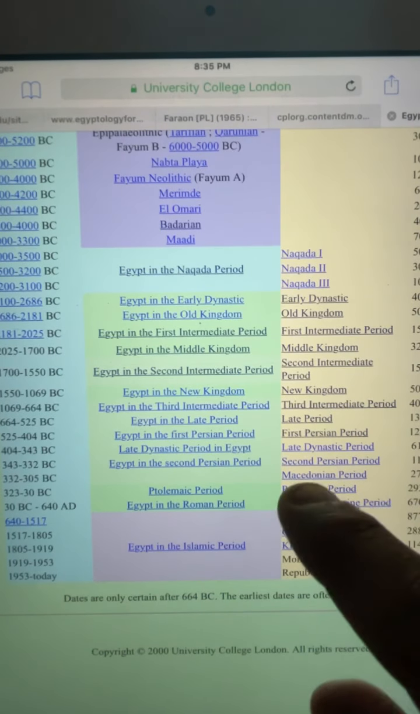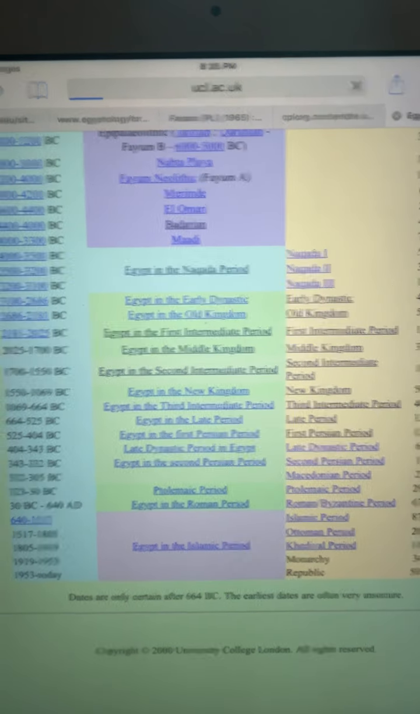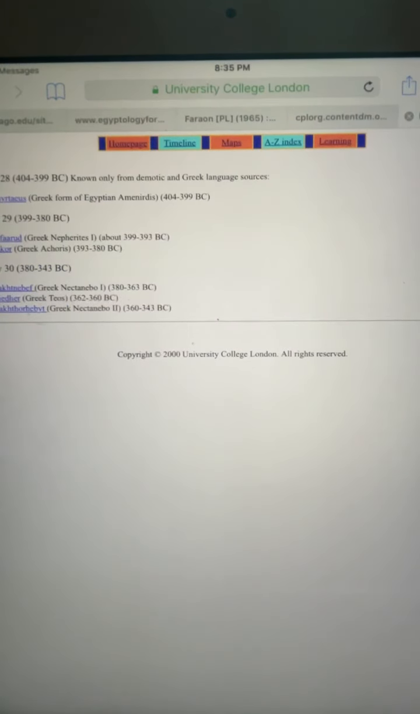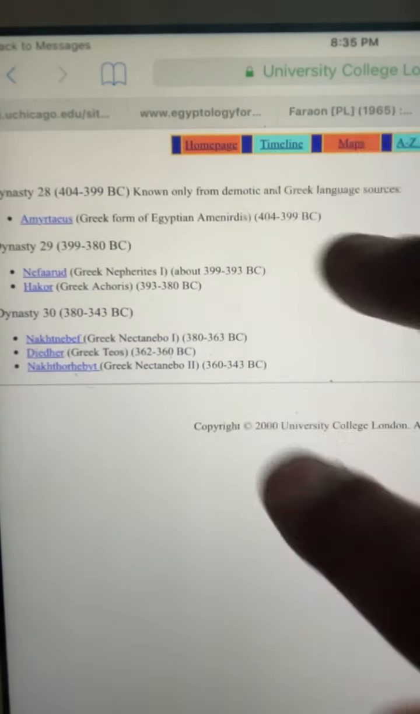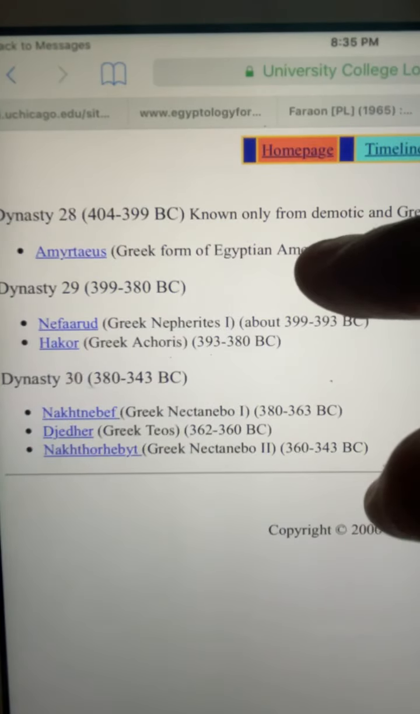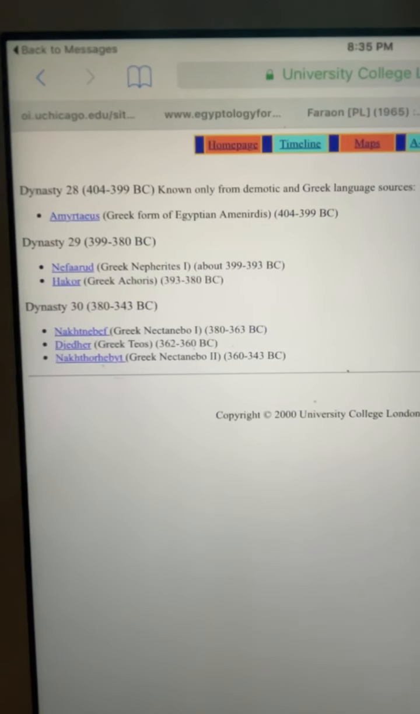All right, once you enter the Persian period, now what happens is a resurgence. The Persians get pushed out. This is the late Persian. This is considered the late period again, a later period of ancient Egypt. This is where you have people like Amartius, right? A Greek form of Amyrtaeus. And these people push out the Persians. The Persians are pushed out.